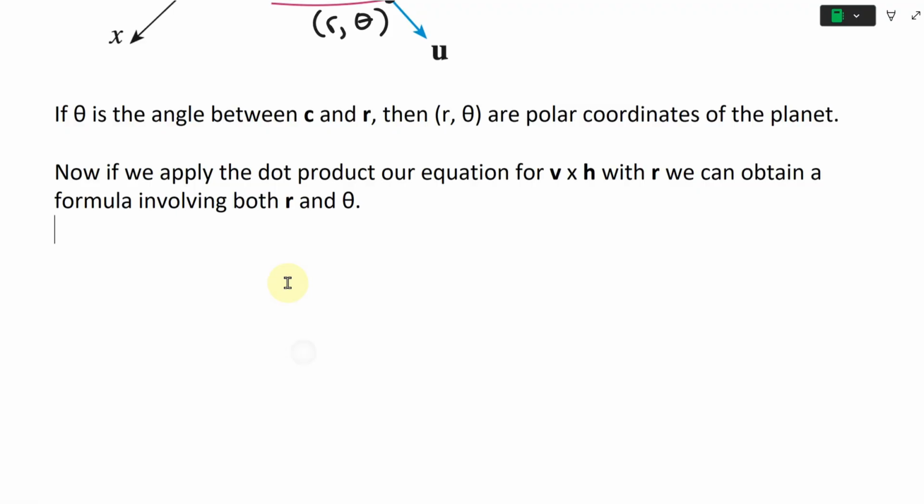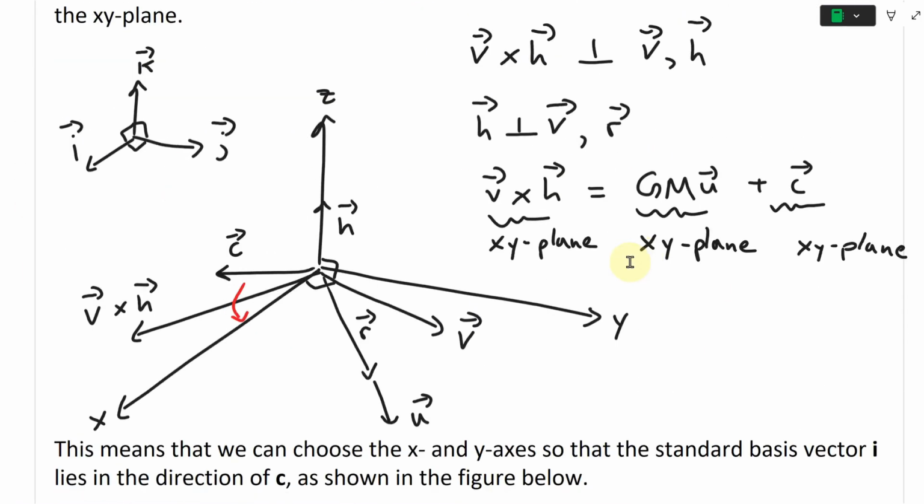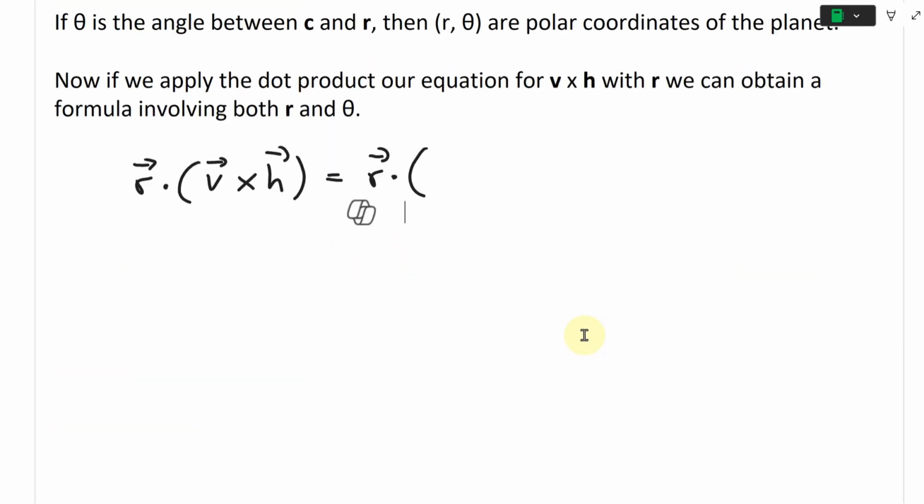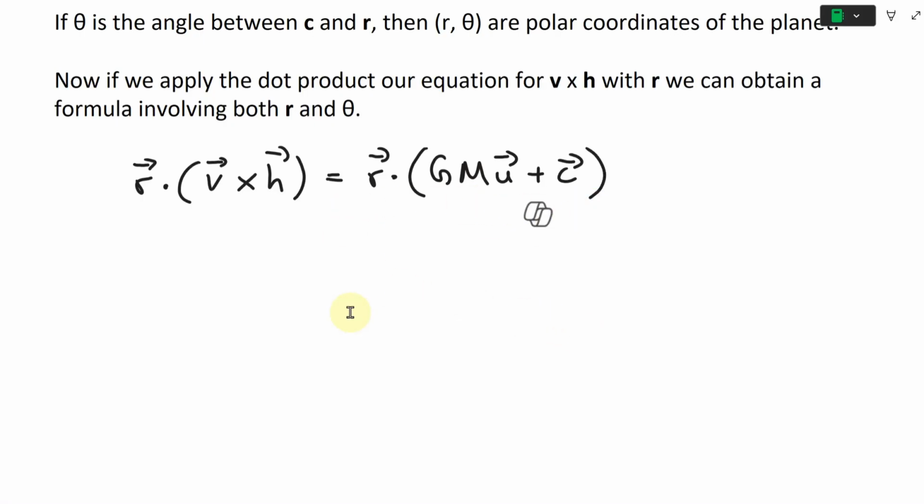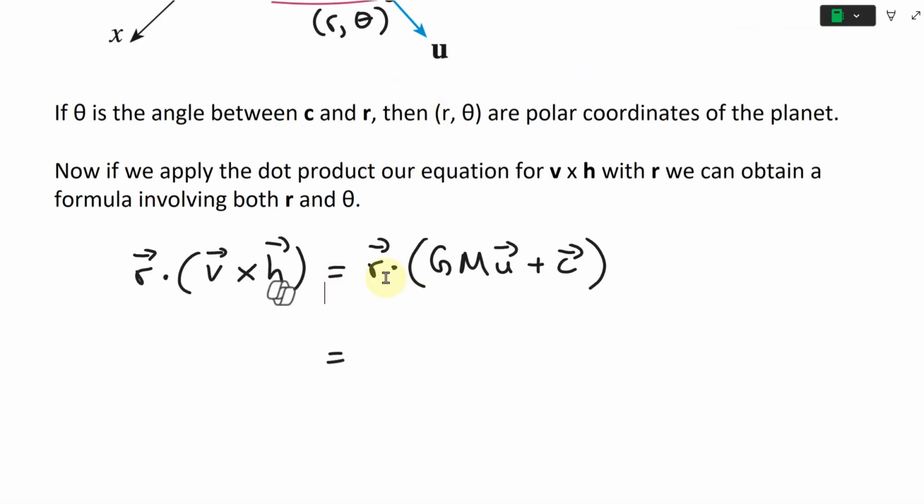So what I'm going to do is write r dot, and then v cross h, like that. This equals r dot, and then replace this with our neat little equation, GM u vector plus c vector, like this. And then this is a dot product. We can just use basic dot product rules and expand that inside. We can take the dot product inside and add them up, and I'll show you a link to my earlier video on that if you want to see the proof, but it's pretty straightforward.